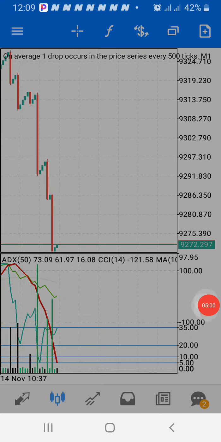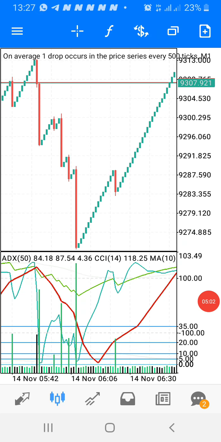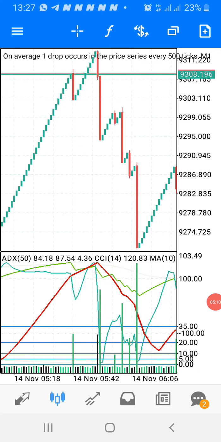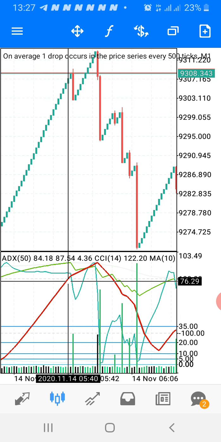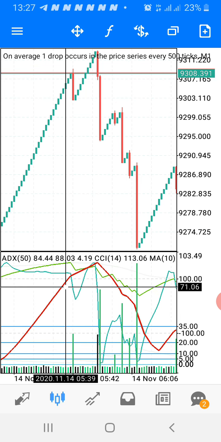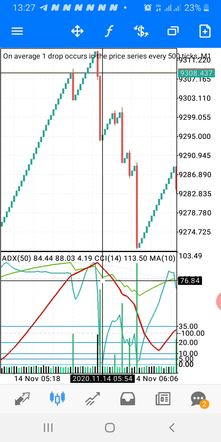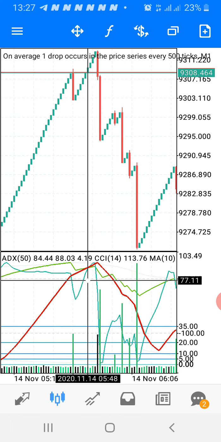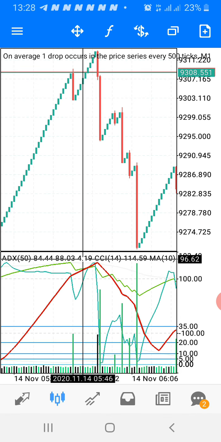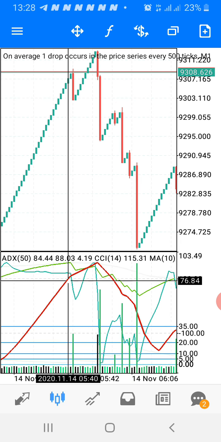So guys, this is how this indicator works. What you need to do is to watch out for this red moving average. Once this red moving average crosses above this dark green line, at the overbought level, which is from this 100, at the overbought level, consider a sell.